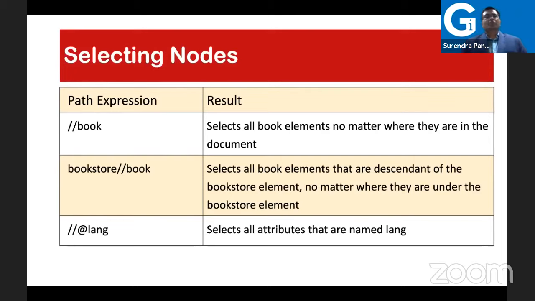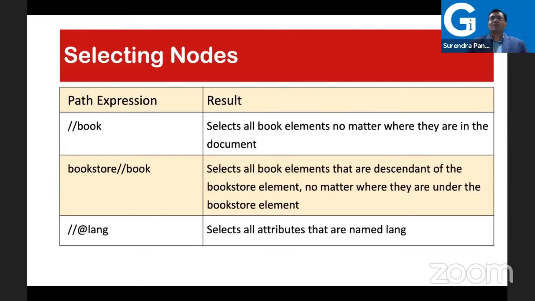Now, what about bookstore double slash book? In this case, you are going to select all the book elements that are descendants of the bookstore element, no matter where they are, whether directly under the bookstore element or somewhere else. So here we are specifying all the book elements under the bookstore. That is the way you can access descendant elements from the bookstore.